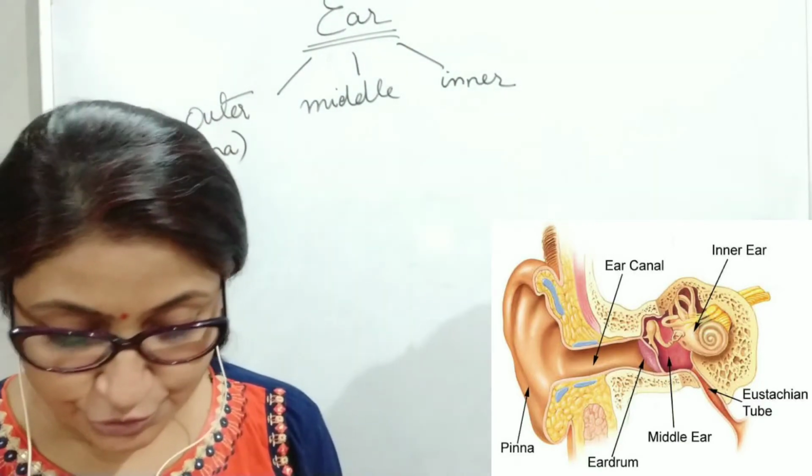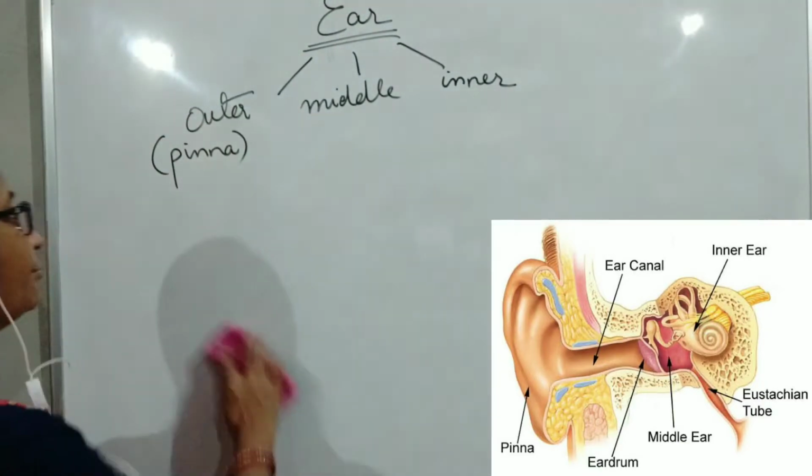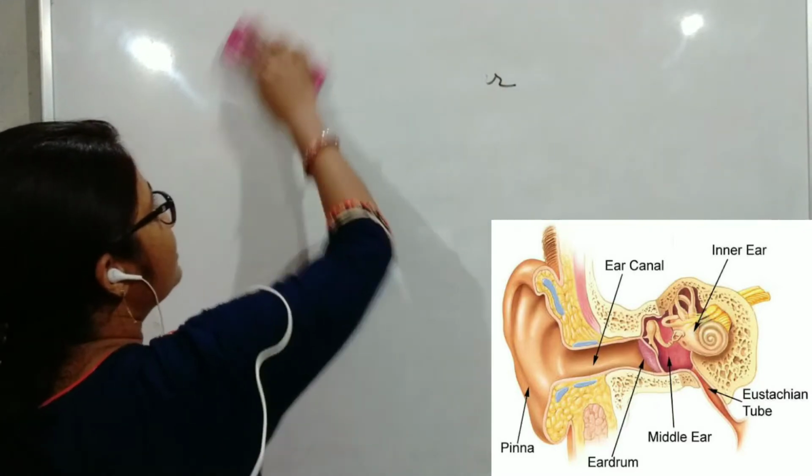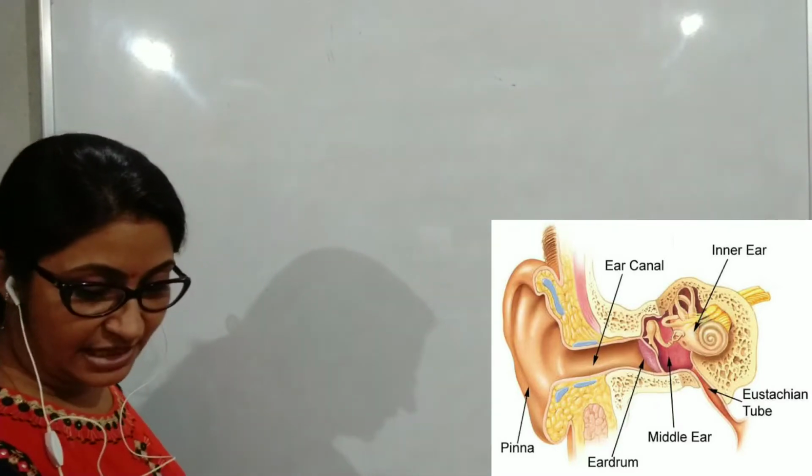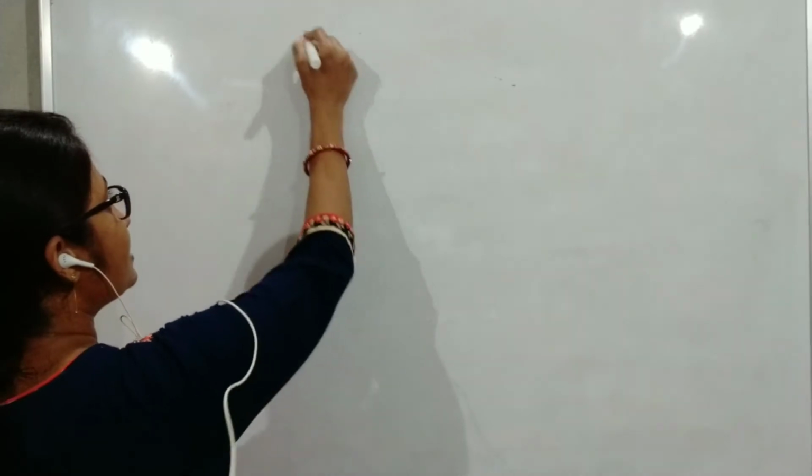Next, coming to the nose, the most important part of the sense organ system, that is your nose.